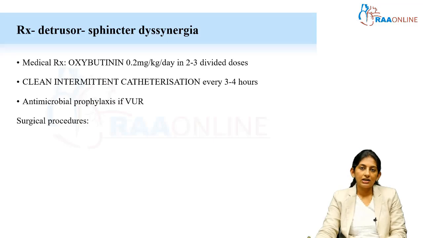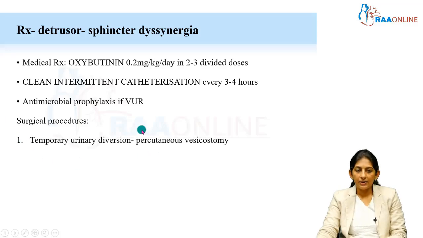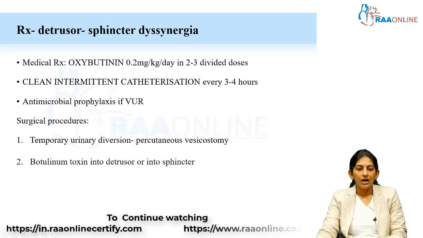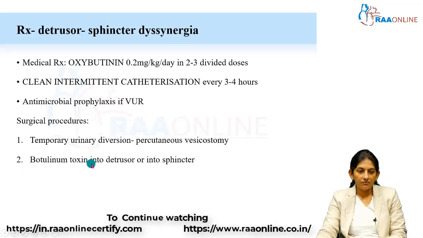If the patients have recurrent UTI and they are not responding medically, then surgical procedures like a percutaneous vesicostomy, which is a temporary surgical procedure, can be done. Botulinum toxin is one option, where it is injected into the detrusor or into the sphincter.